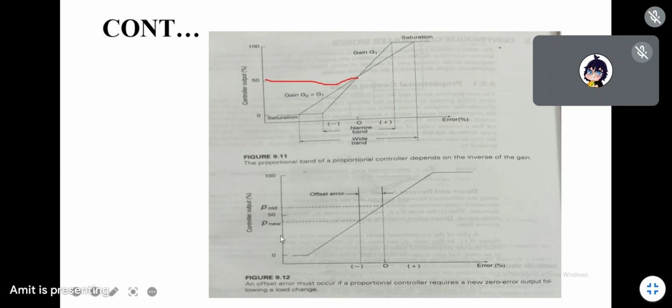Okay, initially it is, let's say, 60. Now it is decreased to 40.